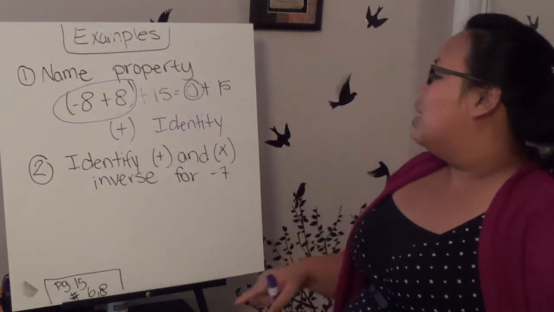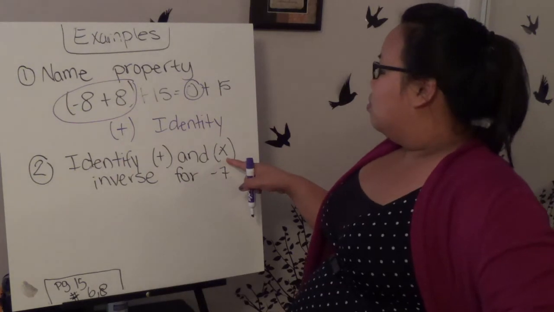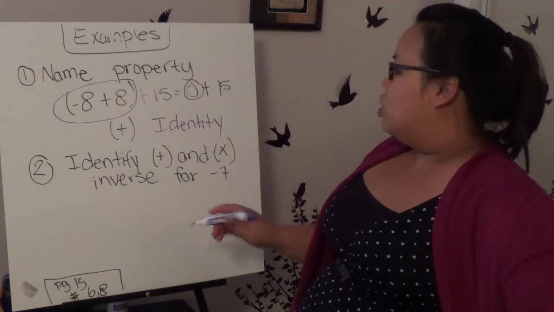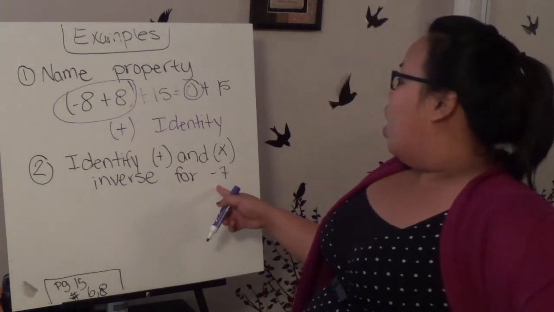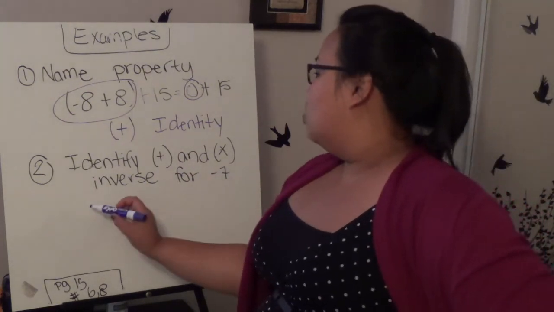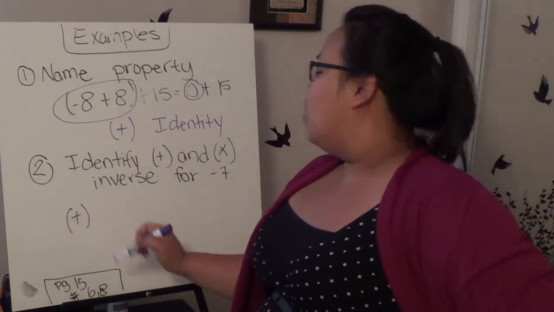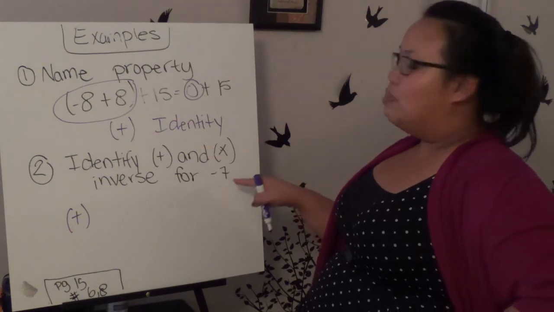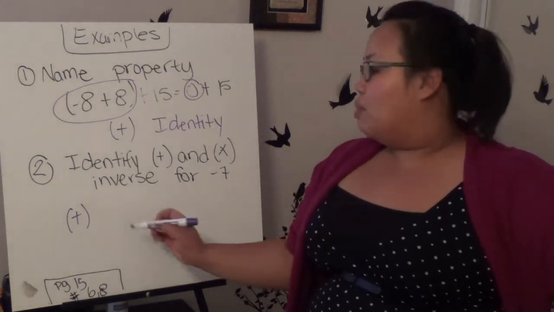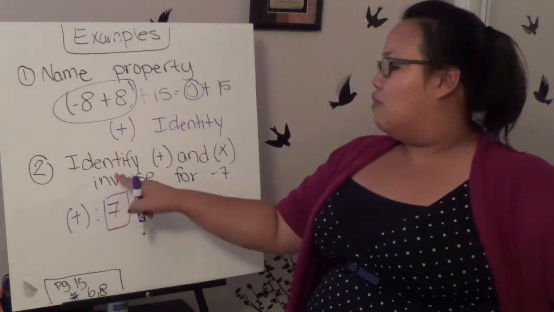This one is asking us to identify the addition and multiplication inverse for negative 7. So basically, I need to find out what becomes negative 7. What is the addition inverse? So inverse, for addition, is what can I add to this to make it 0? So negative 7 plus a positive 7 would make it 0. So that's the addition inverse.